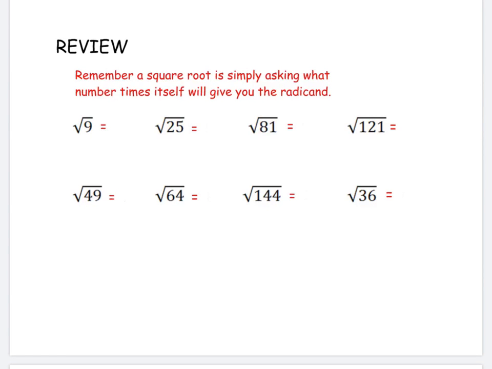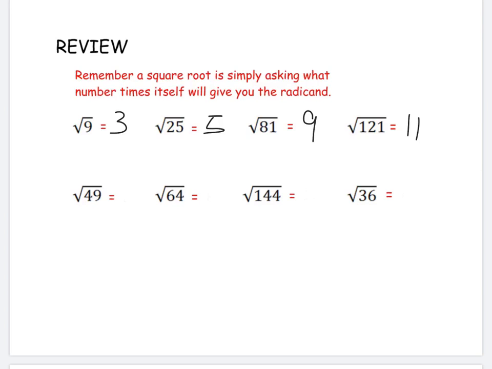These are all square roots, so it's asking you what number times itself gives you the radicand, or the number underneath the square root symbol. So the square root of 9 is 3, because 3 times 3 is 9. The square root of 25 is 5, because 5 times 5 is 25. The square root of 81 is 9, because 9 times 9 is 81. The square root of 121 is 11, because 11 times 11 is 121.